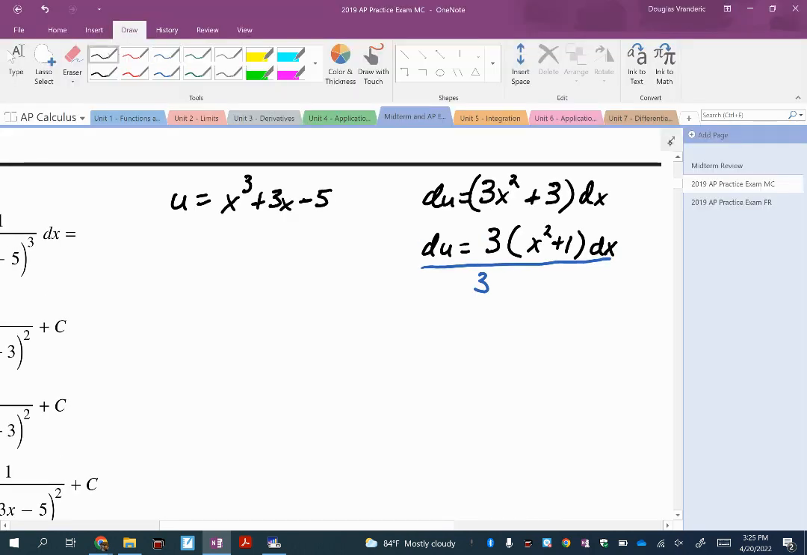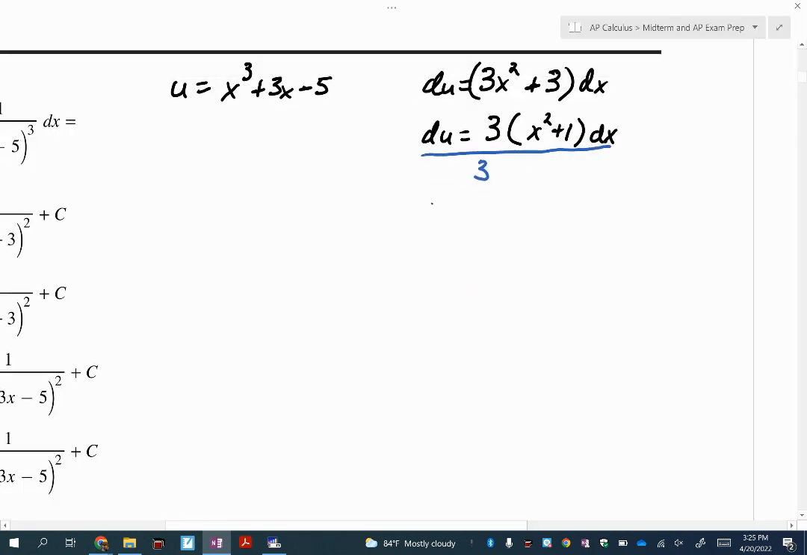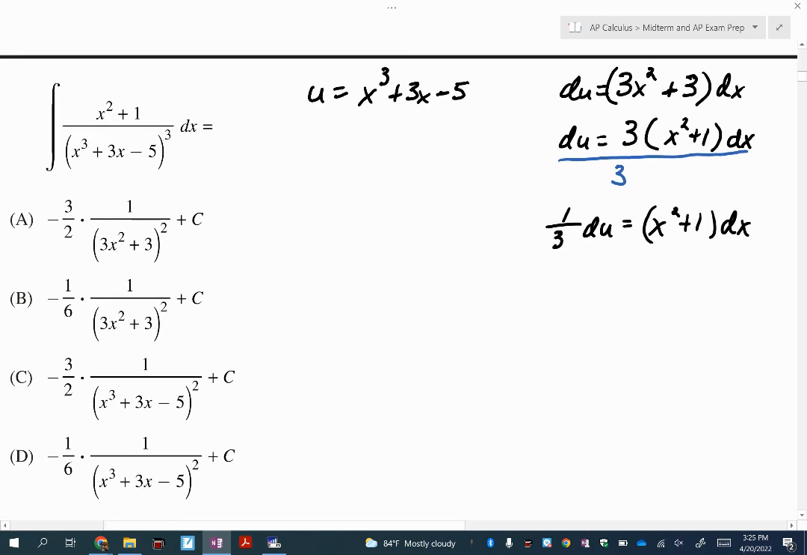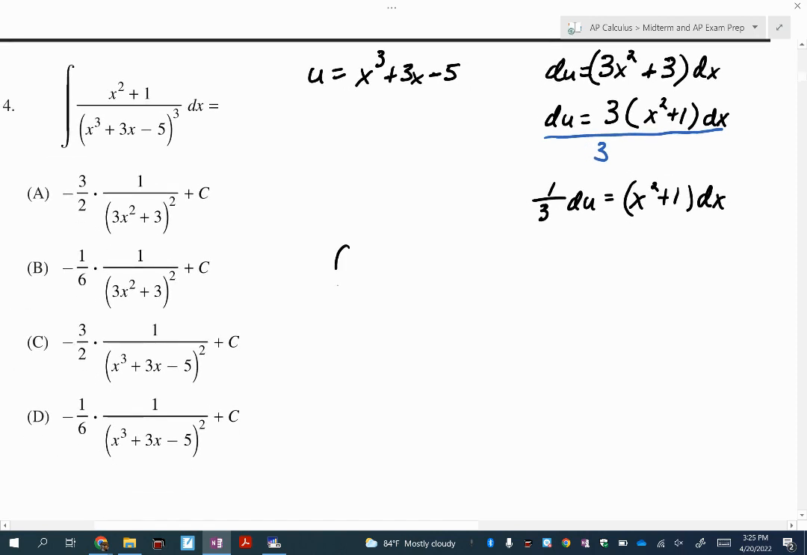So now I'm going to write it like this. Israel, it's your choice on how you want to write it, but I write it as 1/3 du equals x squared plus 1 dx. Okay, so now watch what happens when I do the u substitution.